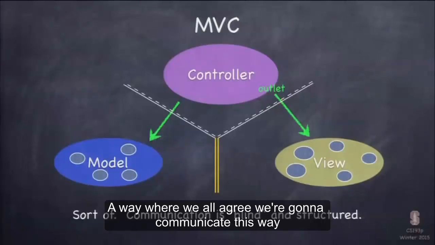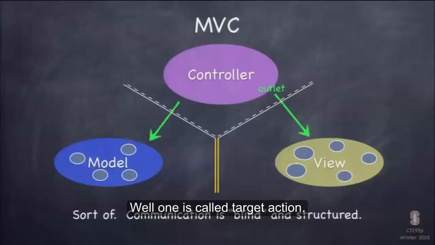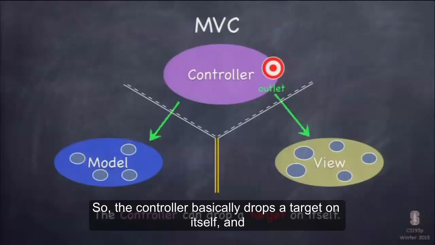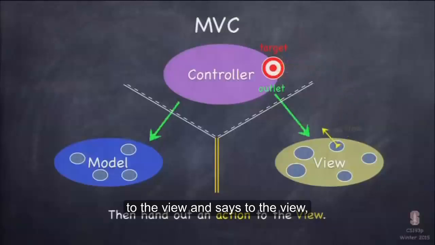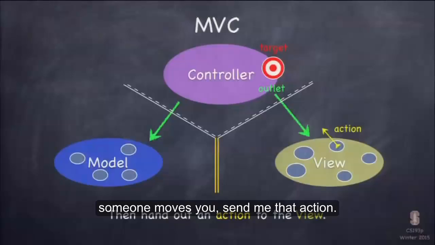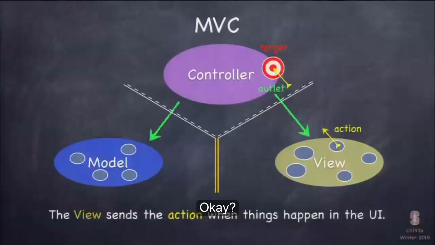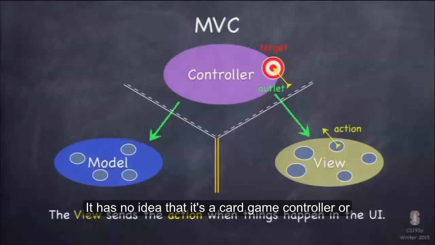And in a structured way, a way where we all agree we're going to communicate this way between the view and the controller. So what's an example of a structured way? Well, one is called target action. The controller basically drops a target on itself, and then it hands out an action, which is like an arrow, to the view, and says, okay, when you do what you do, like you're a button and someone touches you, or you're a slider and someone moves you, send me that action. Okay? So in this way, the generic button or slider is communicating back to the controller.